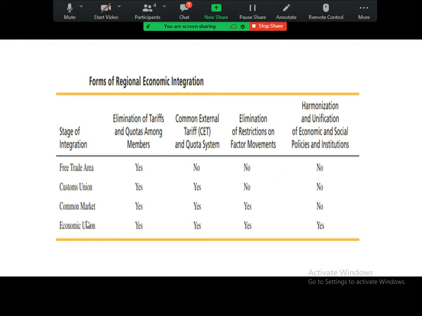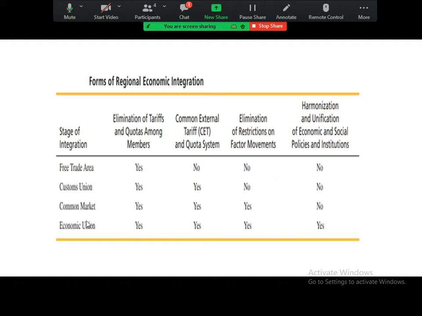Then elimination of restriction on the factor movements, and harmonizing and unification of the economic and social policies of the institute. So in a free trade area, there is only elimination of tariff and quotas among the members. The rest of the things are no, no, and no. But in an economic union, you are having all four stages, yes. They are having elimination of tariff and quotas among the members, also up till harmonizing and unification of the economic and social policies and institutions. So I hope you understand.